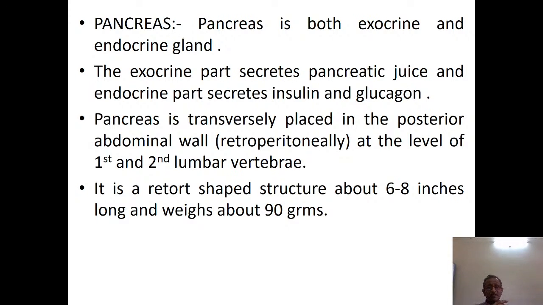The exocrine part secretes the pancreatic juice and the endocrine part secretes insulin and glucagon. The pancreas is transversely placed in the posterior abdominal wall, retroperitoneally at the level of the first and second lumbar vertebra. It is a retort-shaped structure about 6 to 8 inches long and weighs about 90 grams.